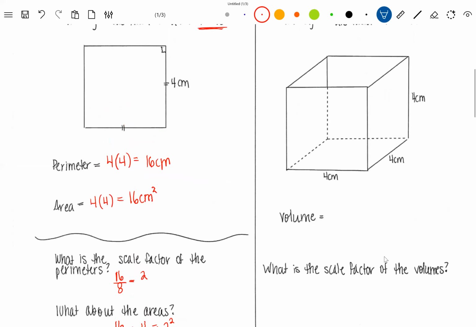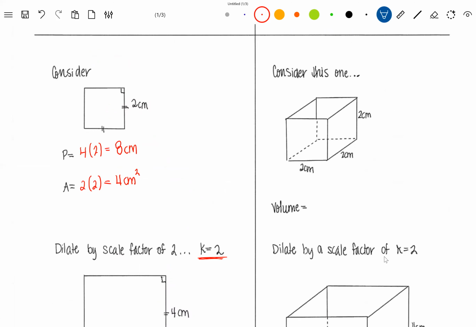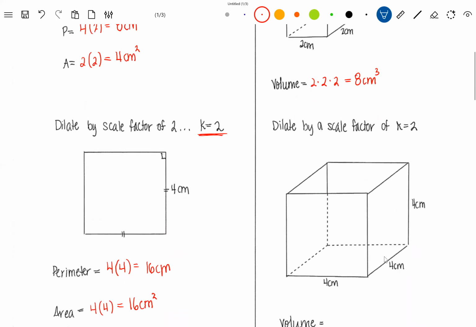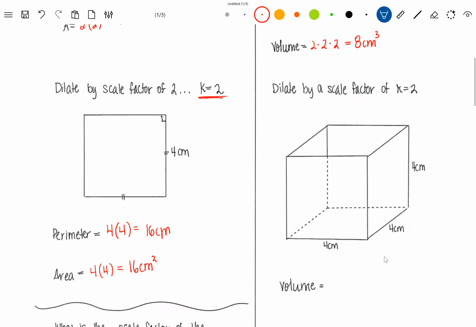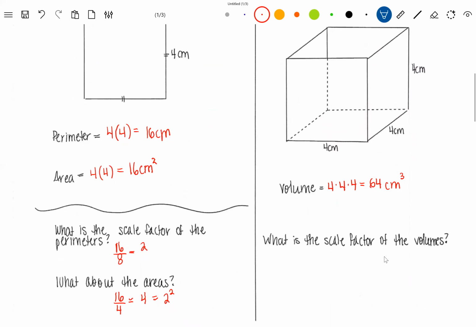Let's look at what happens when we take that into 3 dimensions. What we have up here on the right is a cube, and volume is length times width times height. So our volume here is 8 centimeters cubed. If we dilate the cube by a scale factor of 2, meaning we increase all the sides by 2, instead of 2 centimeters each, they're going to be 4 centimeters each. So length times width times height is 64 centimeters cubed.